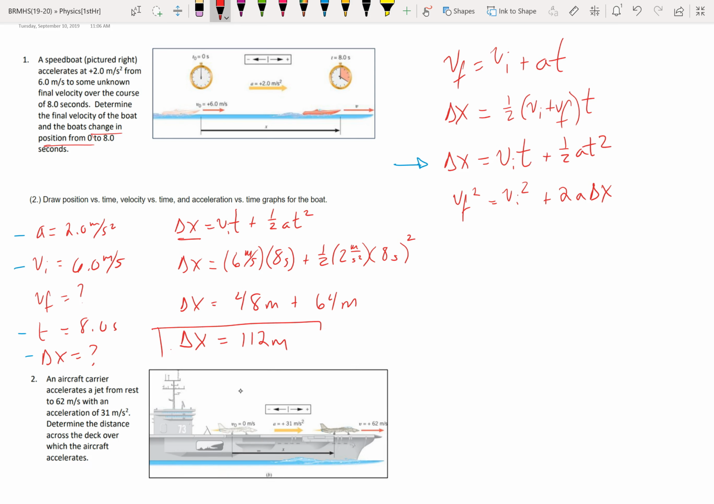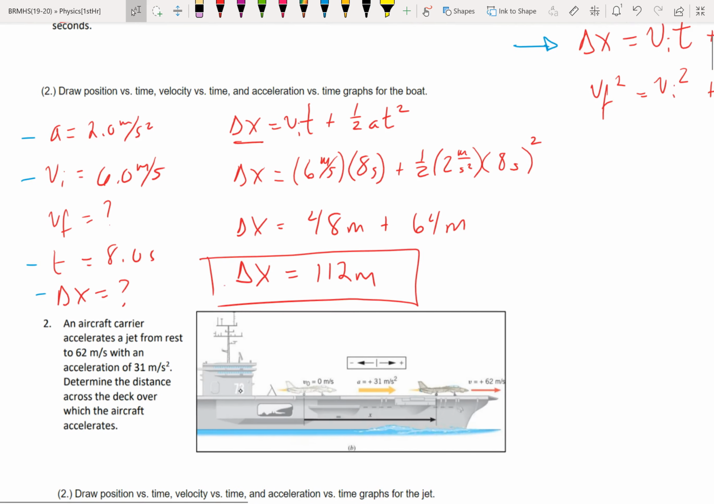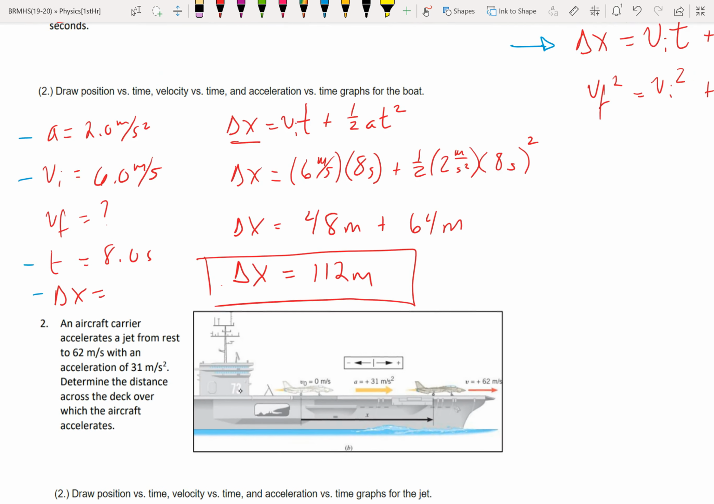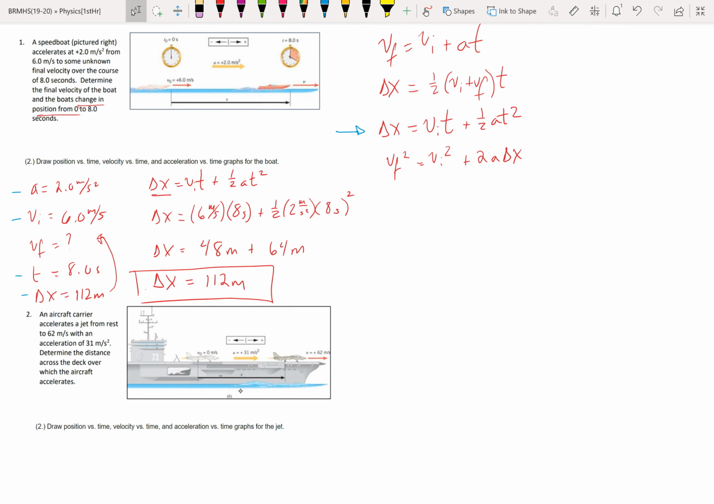I'm pretty sure we did that one together in class. Alrighty, and that's one value. Once you find it, you can go ahead and put it in your list of stuff that we know, and it can be useful to help you find the last thing you're looking for. So for v final, I have v initial, a, and t. I might as well just go with this guy: v final equals v initial plus a t.